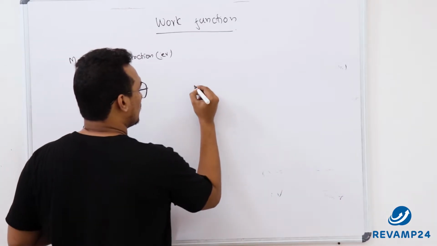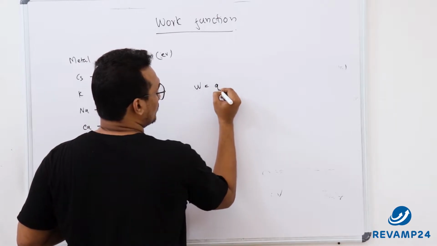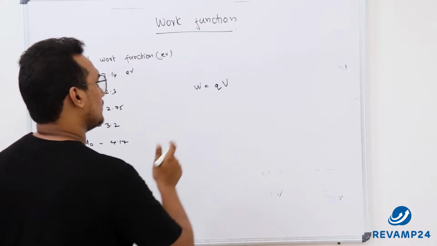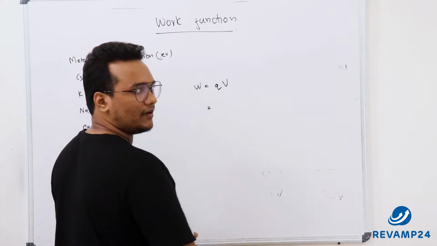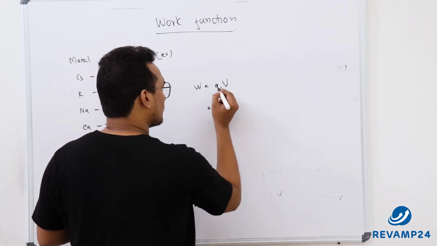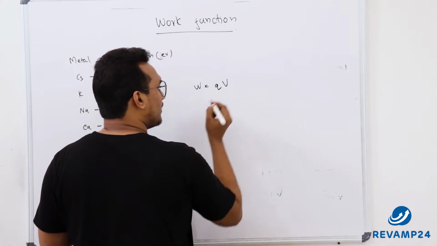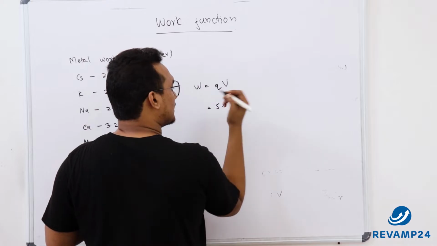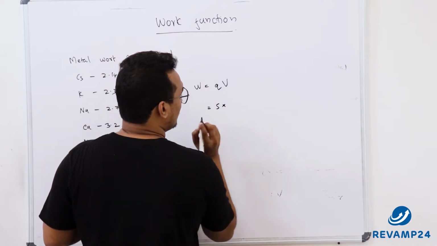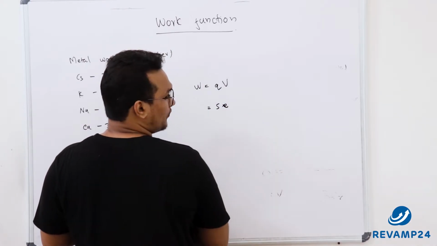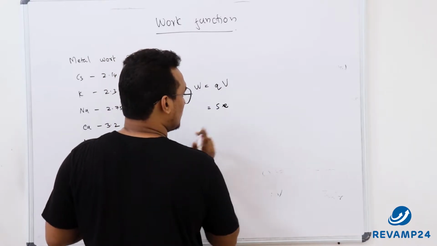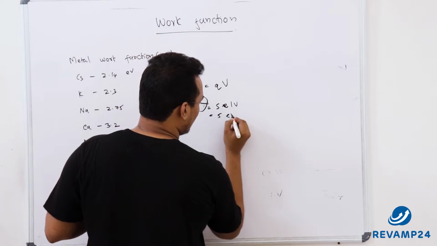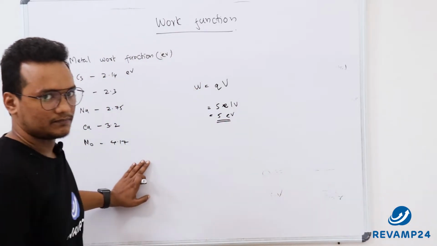We know the equation: work is equal to Q into V. If it is 5 electrons, and you are using Q as 5e and voltage V measured in volts, then this will be in electron volts. So 5e is the charge of 5 electrons, and let's say the potential difference is 1 volt. Now the unit will be 5 eV. This is called electron volt.